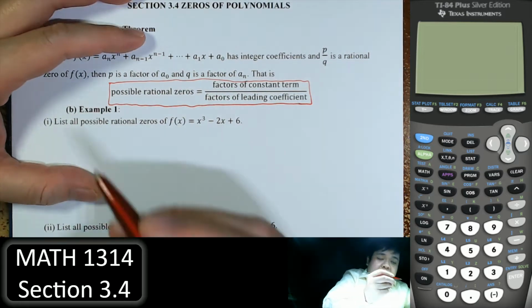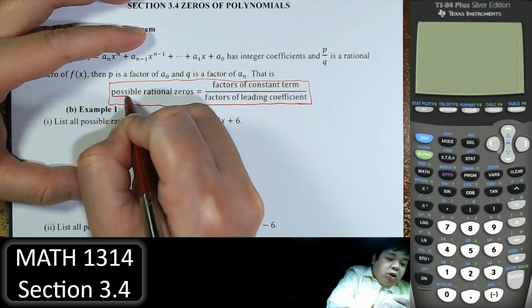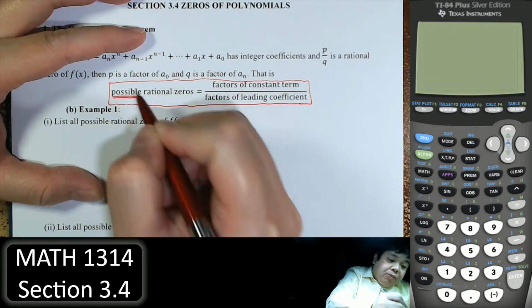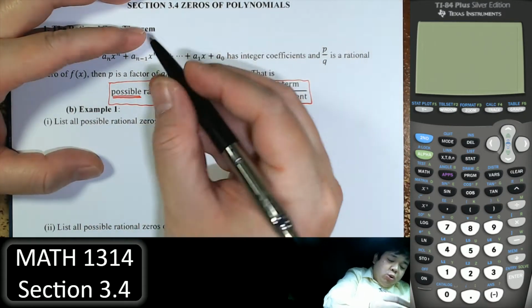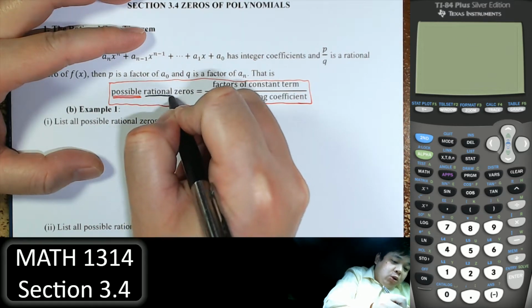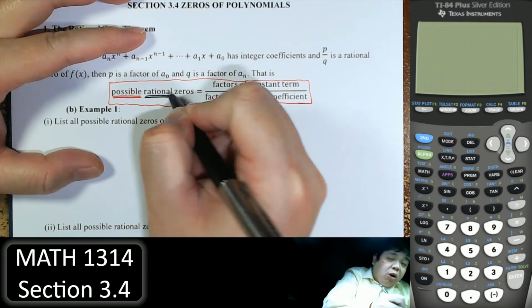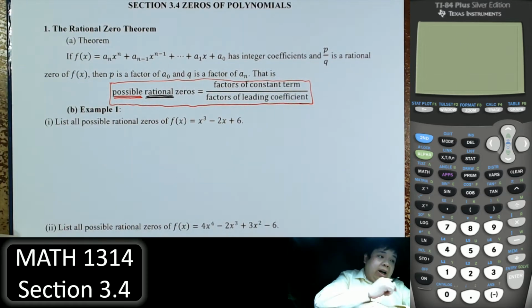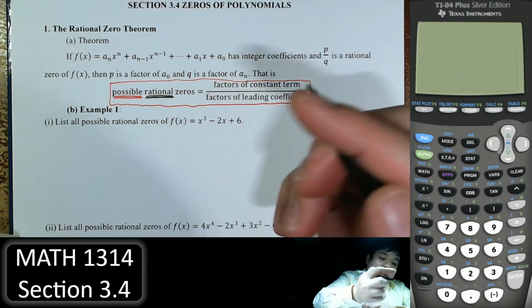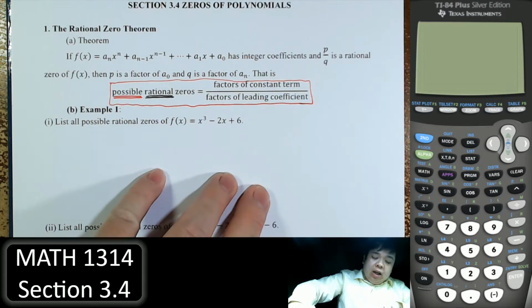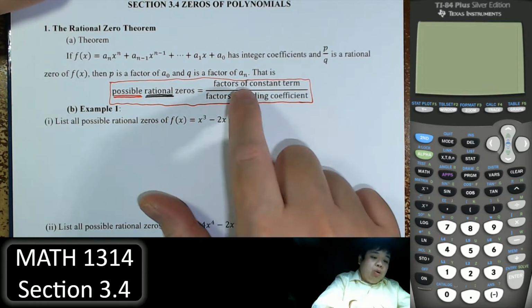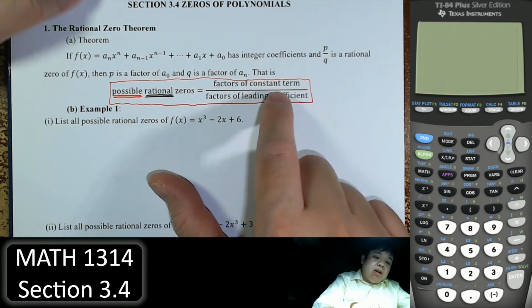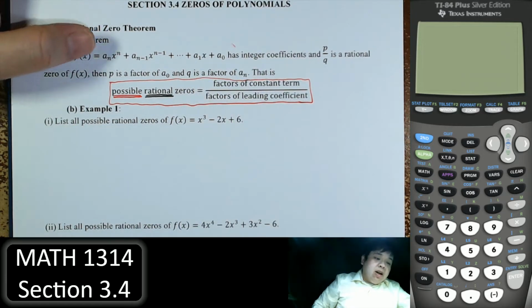The key here is it's only possible, so that may or may not be the case. And the solution is going to be a rational solution. Irrational solutions and imaginary solutions will not be covered in this theorem. So if it is a rational zero, then it will be in this form: a factor of the constant term over a factor of the leading coefficient.